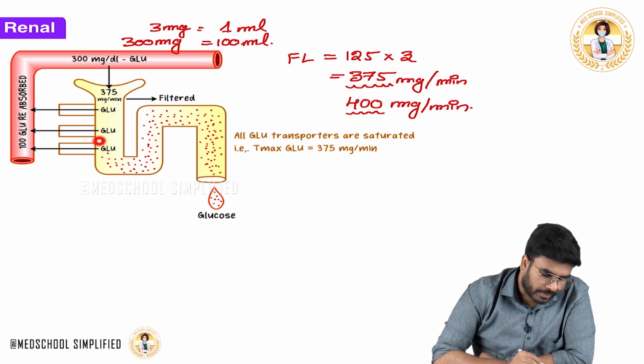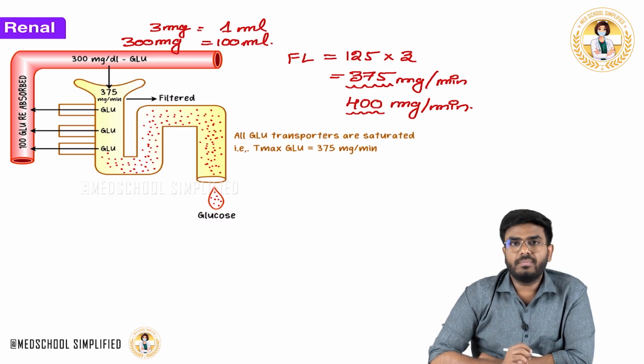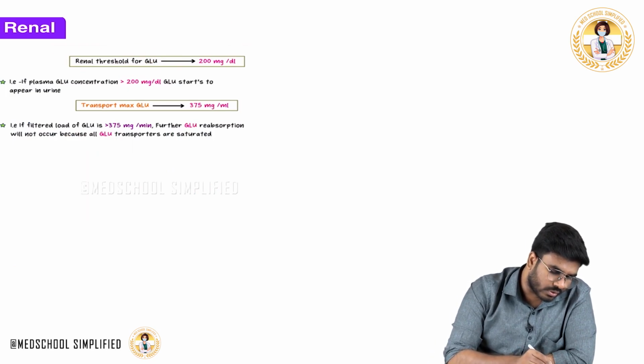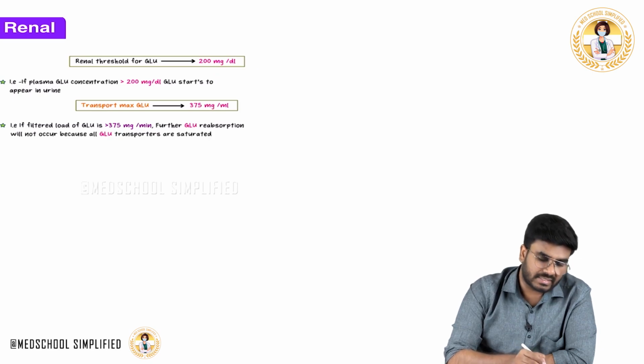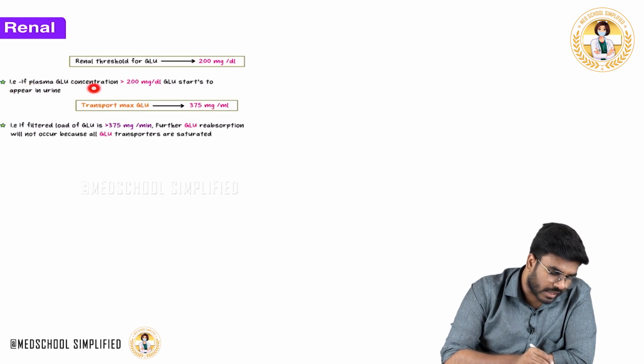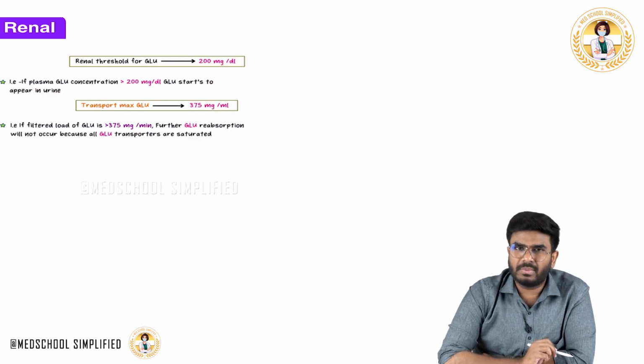Till that value, yes, glucose reabsorption occurs, but all the other glucose molecules beyond that value will be going out in the urine. So what are the two important values which I want you to know? Renal threshold for the glucose is 200 milligrams per deciliter. This is a plasma concentration. Don't forget. That is, if plasma glucose concentration is more than 200 milligrams per deciliter, glucose starts to appear in the urine for the first time, a little bit.